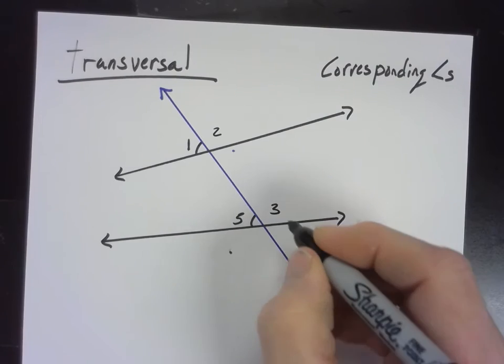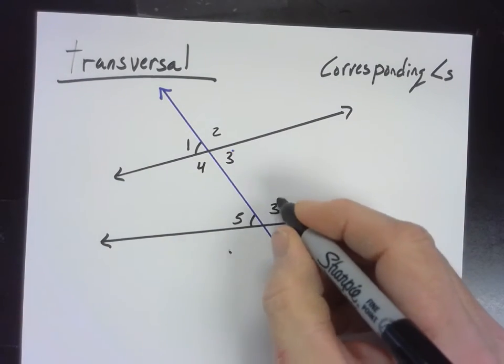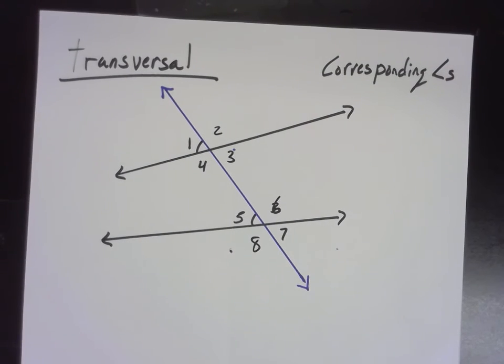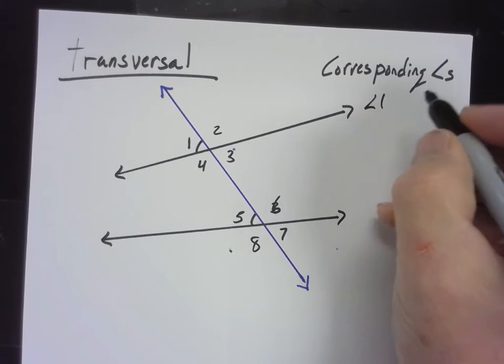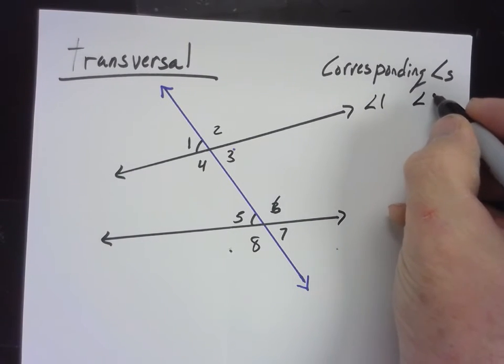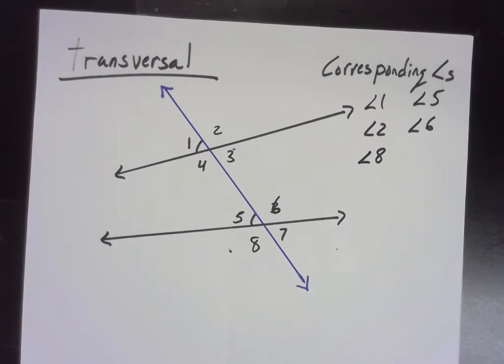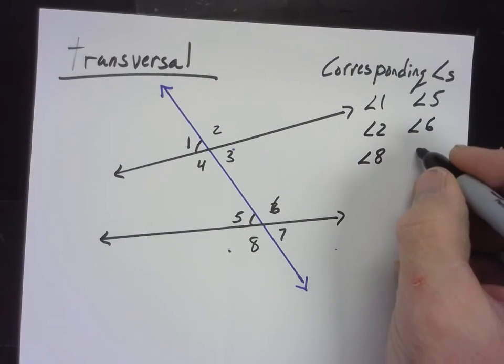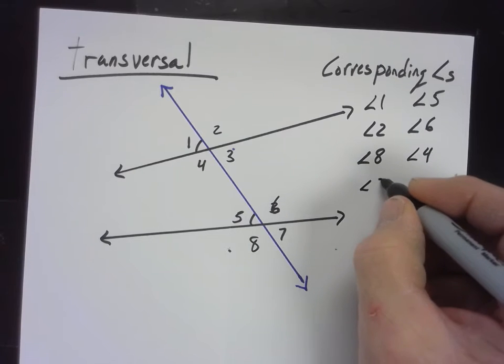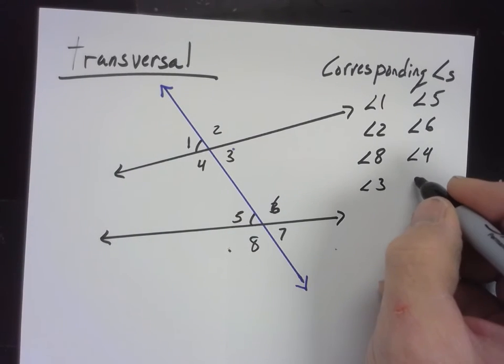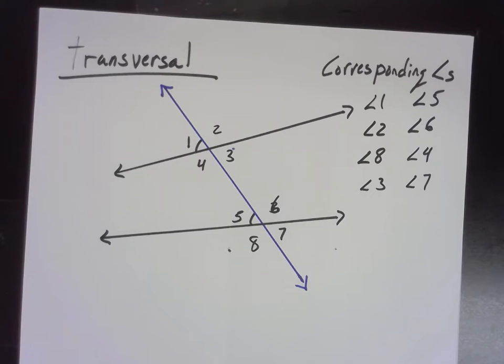So let's say angle 2, and, well, let me just label all these 4, 5, 6, 7. Angle 2 and angle what? Angle 6. So we have angle 1, it corresponds to angle 5, angle 2 corresponds to angle 6, angle 8, what does it correspond to? Angle 4, you're catching on. And there's one more, angle 3, what does it correspond to? Yeah, angle 7. So that's the deal with corresponding angles. They're just the angle kind of in the same spot on the intersection. Okay? They correspond. Corresponding location, let's say.